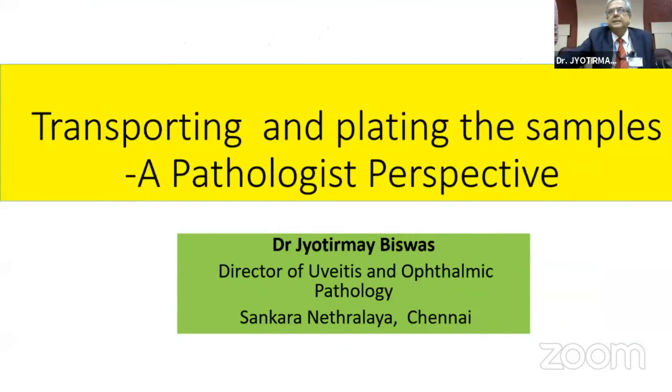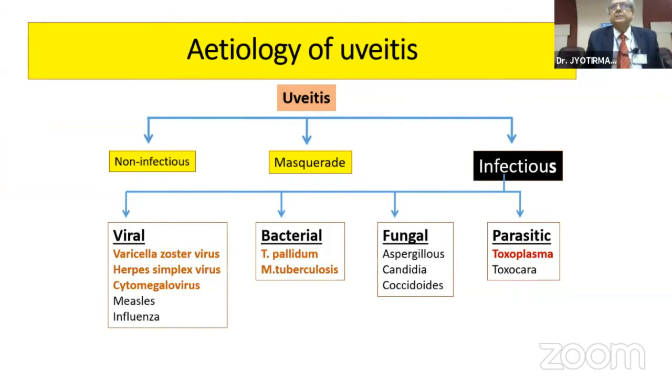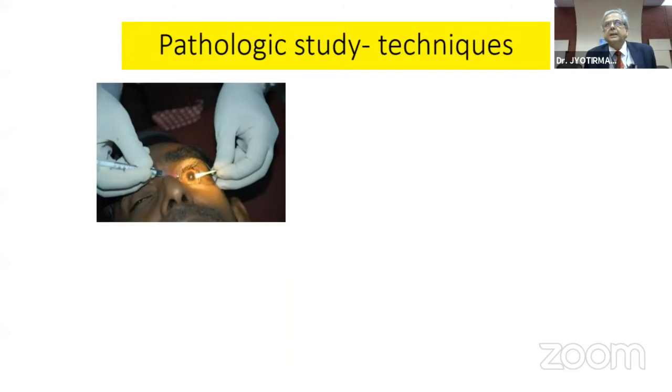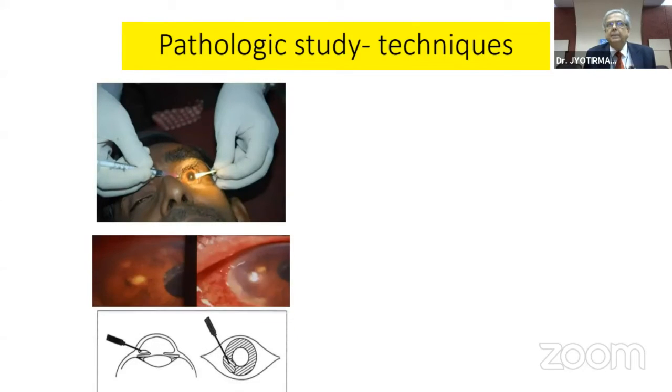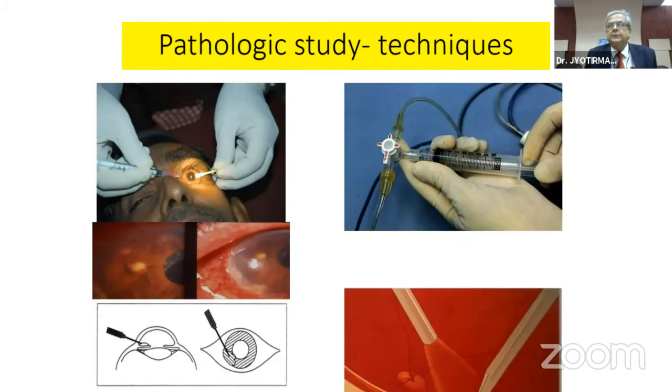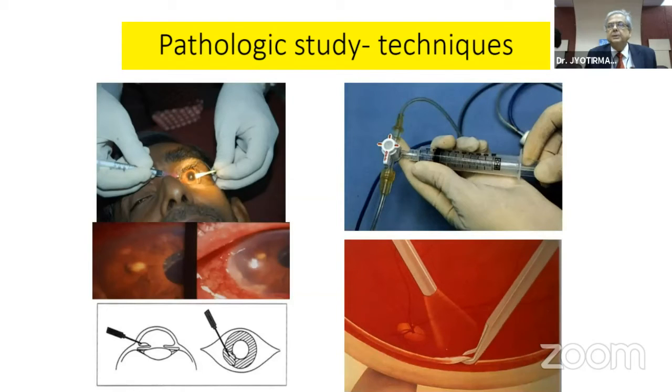So all these biopsy specimens, I'll be talking about transporting and plating the samples, the pathologist's perspective. When you have a specimen like that, it can be non-infectious, masquerade, or infectious. The infectious can be viral, bacterial, fungal, and parasitic. Pathologic study techniques can be AC tap, iris biopsy, vitreous biopsy, or retinochoroidal biopsy, as has been told by Dr. Saravanan.